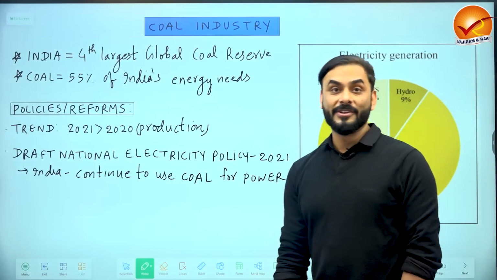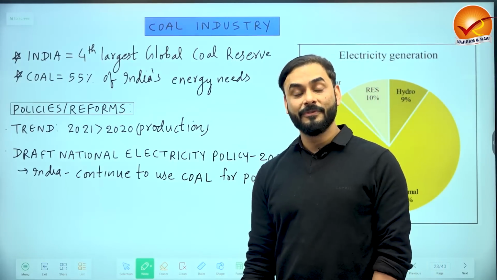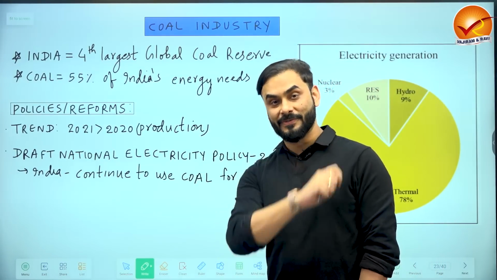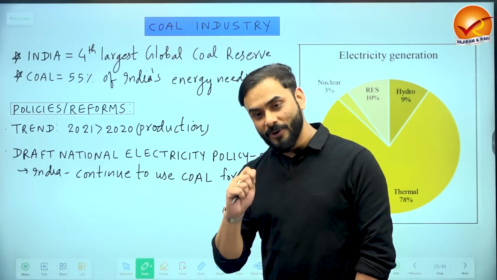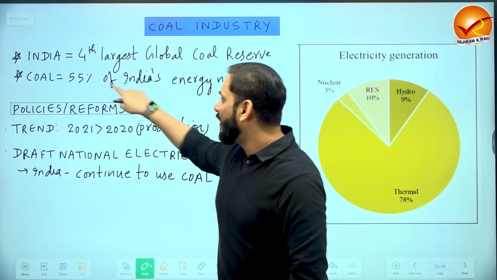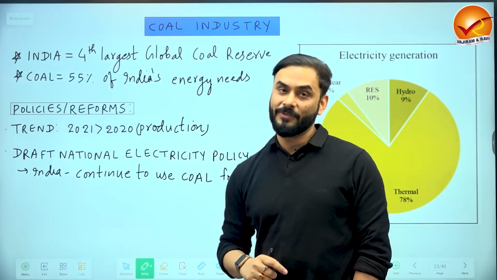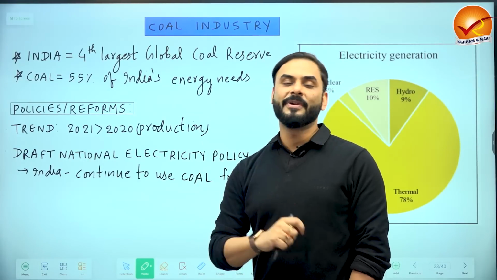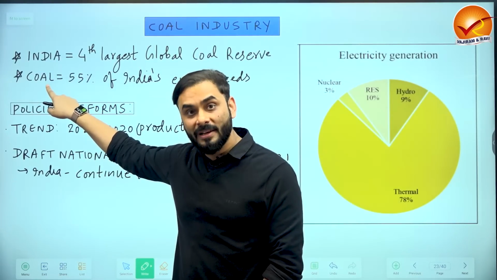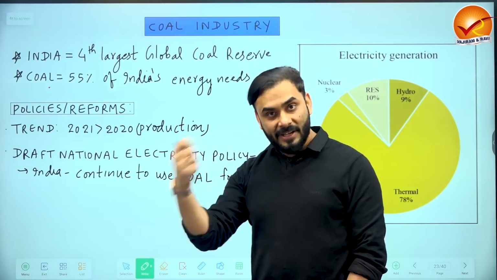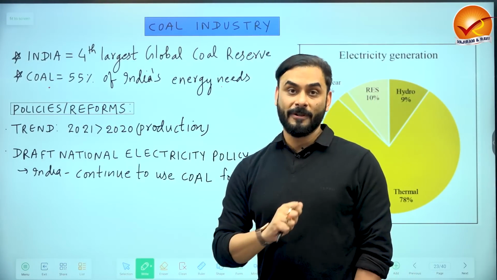Now let us talk about the coal industry, a very interesting industry. So see, India has the 4th largest global coal reserve. We are number 4 in the world in terms of coal reserves. Now for its energy requirement, India depends a lot on coal. So 55% of India's energy needs are met through coal. This is the importance of coal. Half of our energy requirement is met through coal. Coal is used in the production of electricity, as fuel for domestic consumption, and also in industries. So 55% of our energy needs are met through coal.